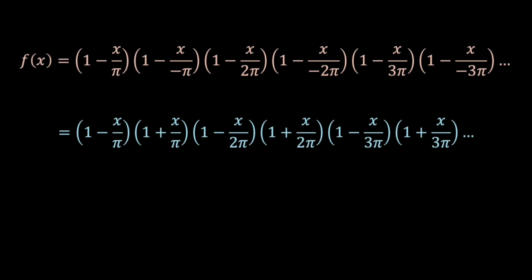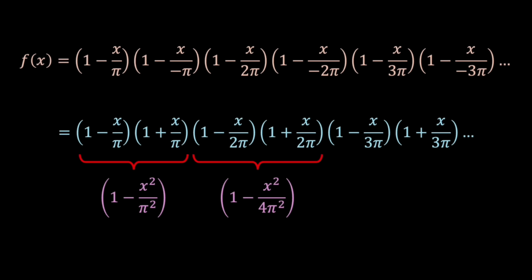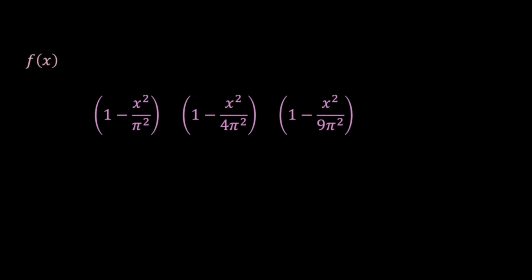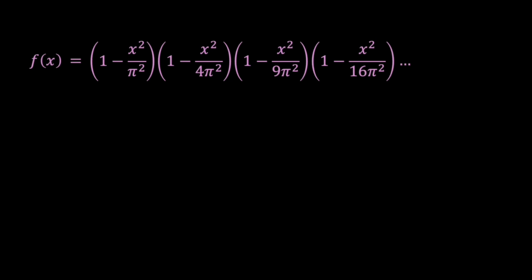We can then tidy this up a bit, and finally, we note that if we multiply out the first pair of brackets, we get 1 minus x squared over pi squared. If we multiply out the second pair, we get 1 minus x squared over 4 pi squared. And if we multiply out the third pair, we get 1 minus x squared over 9 pi squared. And we can continue doing this with each pair of brackets. And so we can now write f of x as a product of such terms.